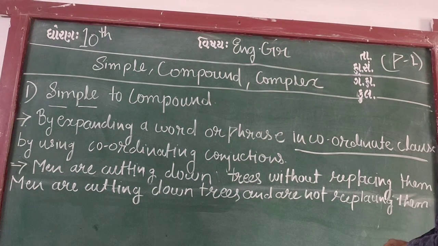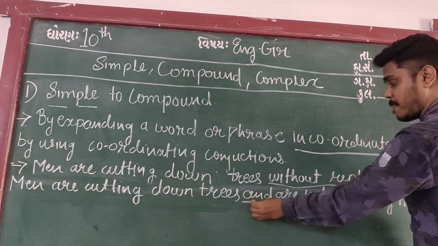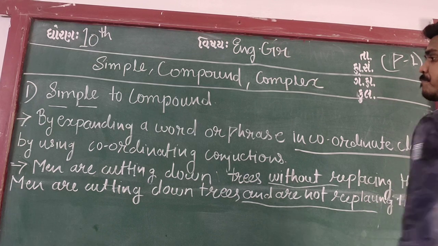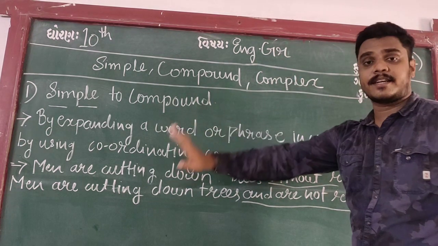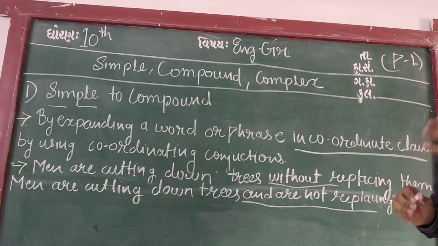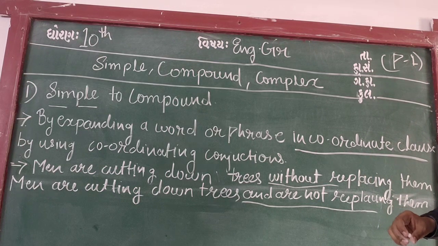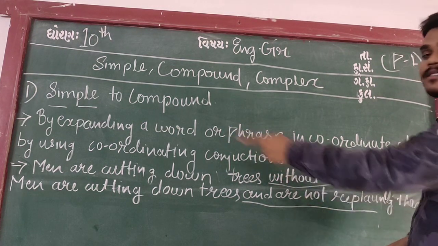I have extended this portion. Okay, now I think you got it. While converting a sentence from simple to compound, first of all, expand a word. Let's see which word or phrase in the given sentence can be extended first. Then second, it should be a coordinate clause, meaning that while you read the sentence, it makes sense.